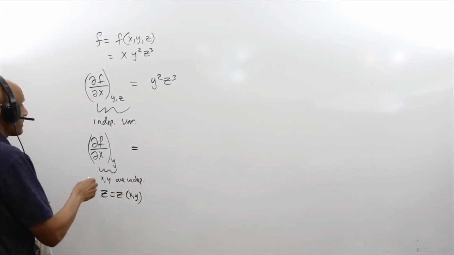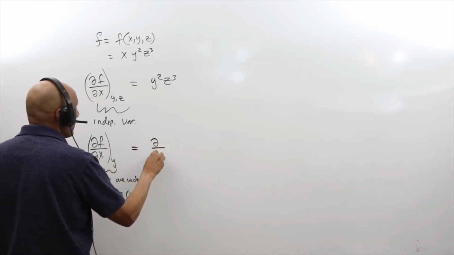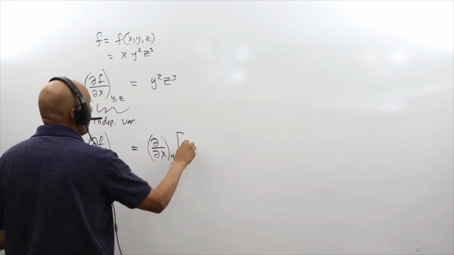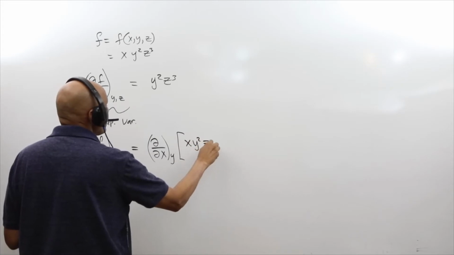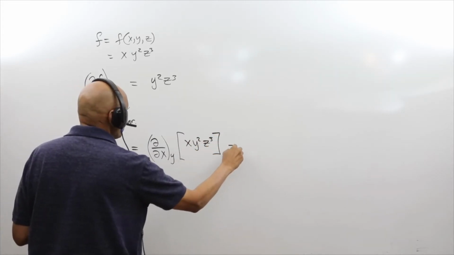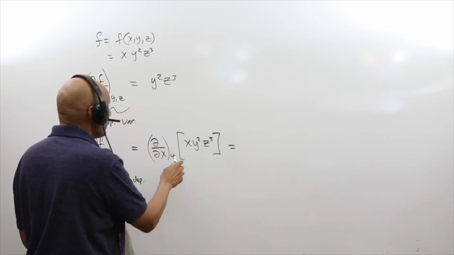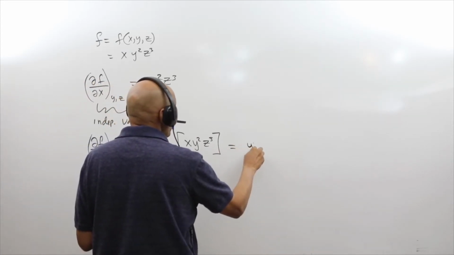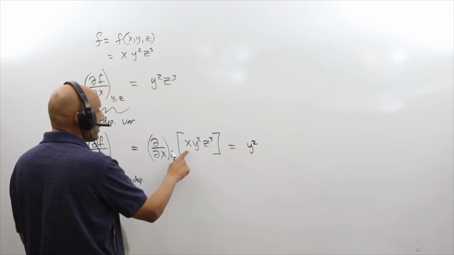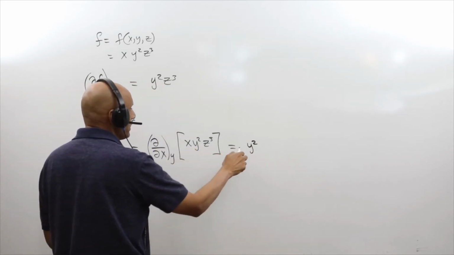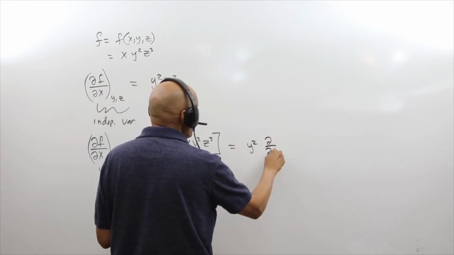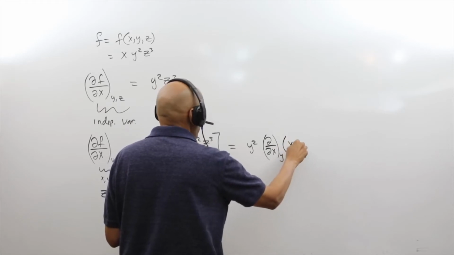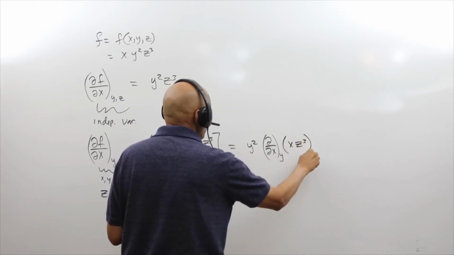If these are the independent variables, we're implicitly saying that z is a function of x and y. So in this case, we're going to take the partial with respect to x, holding y, of x y squared z cubed. If you look carefully, the y squared is a constant, so we can pull it out. We're now left with y squared, because y squared is not affected by x, because they're independent of each other. And now we can calculate the partial with respect to x of x z cubed.